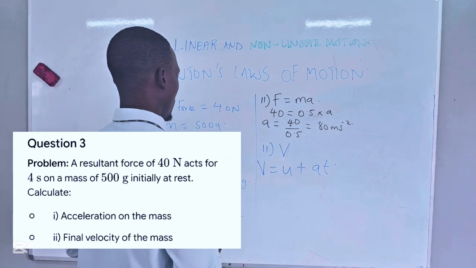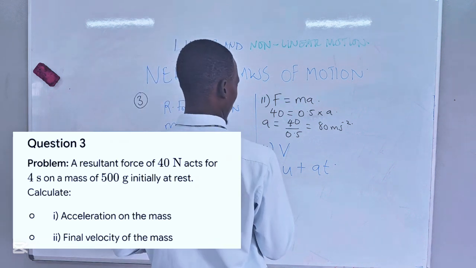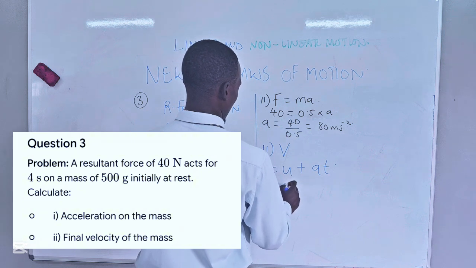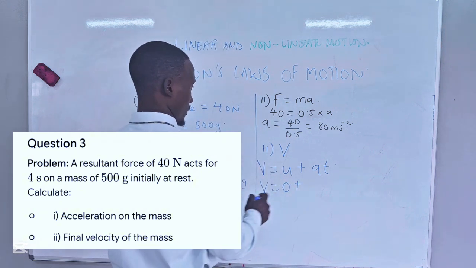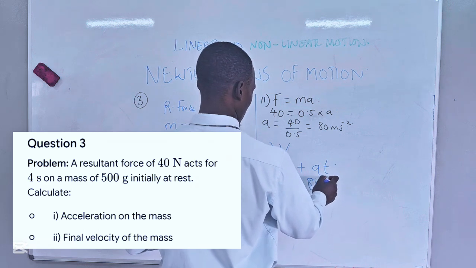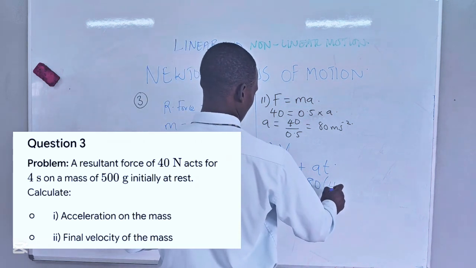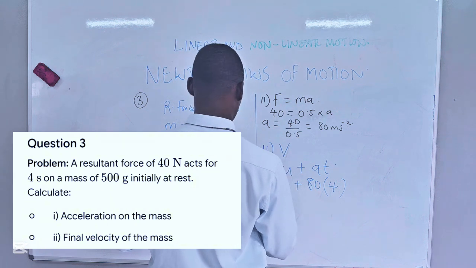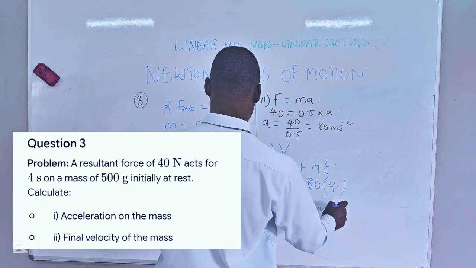and your initial velocity is going to be 0 plus the acceleration, which is 80, times the time, which is 4 seconds. And this velocity gives us 320 meters per second.